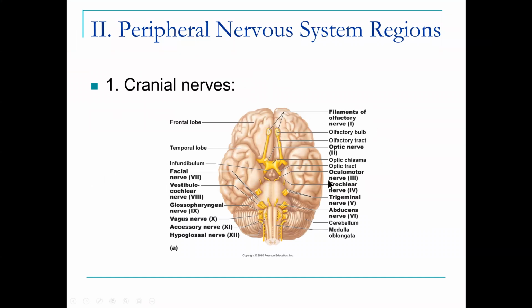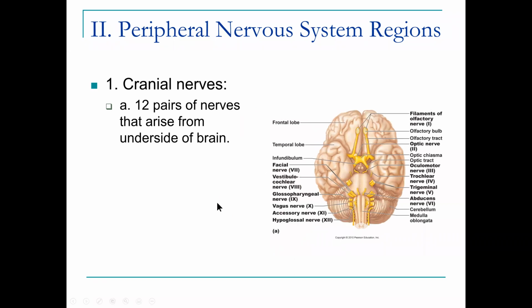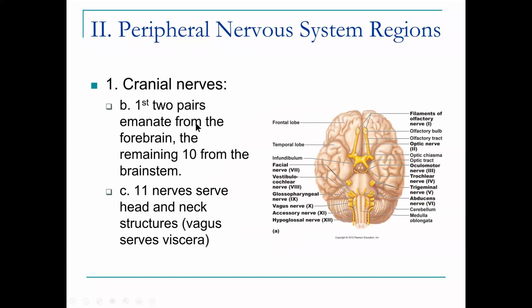Cranial nerves, 12 pairs of nerves that arise on the underside of the brain. First two pairs emanate from the forebrain. That is the olfactory and optic. Remaining 10 nerves come from the brain stem. 11 nerves serve head and neck structures. Vagus nerve serves the viscera. I guarantee you it's going to be a question. Guarantee you with 100% when you get to exam 4, that's going to be a question.